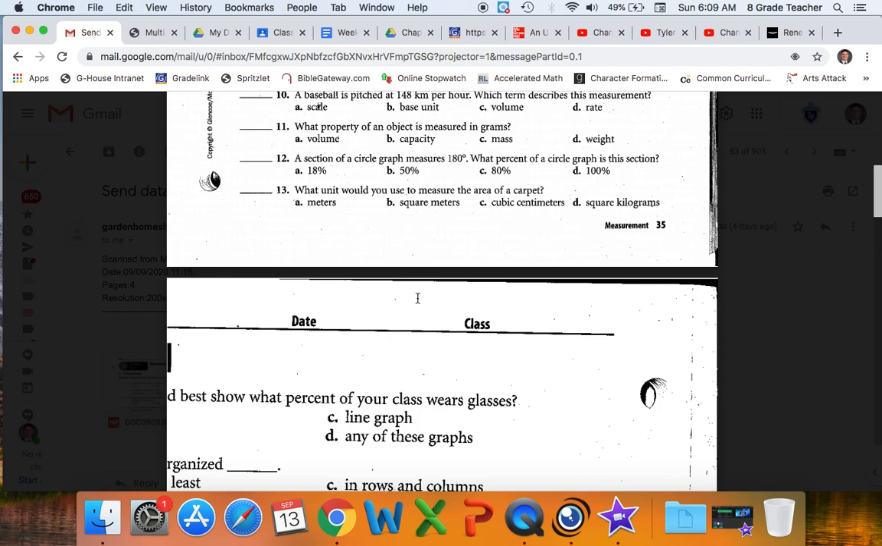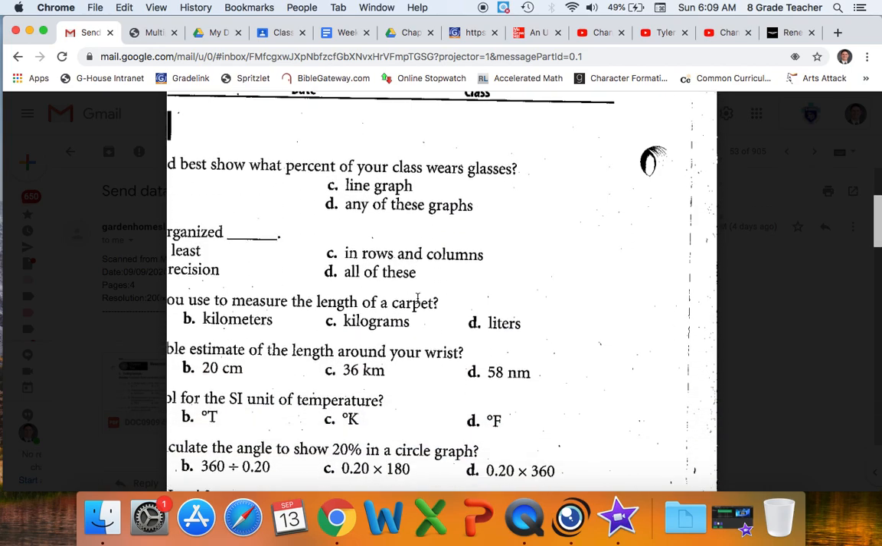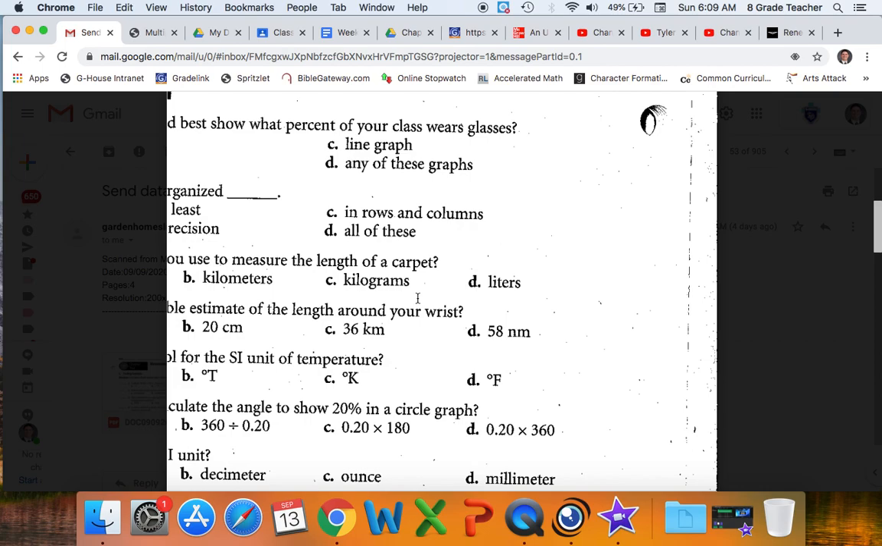All right, for this section, you're going to have to listen more than watch, because this page copied this way for whatever reason, but I'd still like to help you out with it. Number 14. It says, which graph would be best to show the percent of your class wearing glasses? A bar graph, a circle graph, a line graph, or D, any of these graphs? Well, we're trying to show a percentage, so that's part of the whole. A circle graph is going to be our best bet. I'd say letter B.